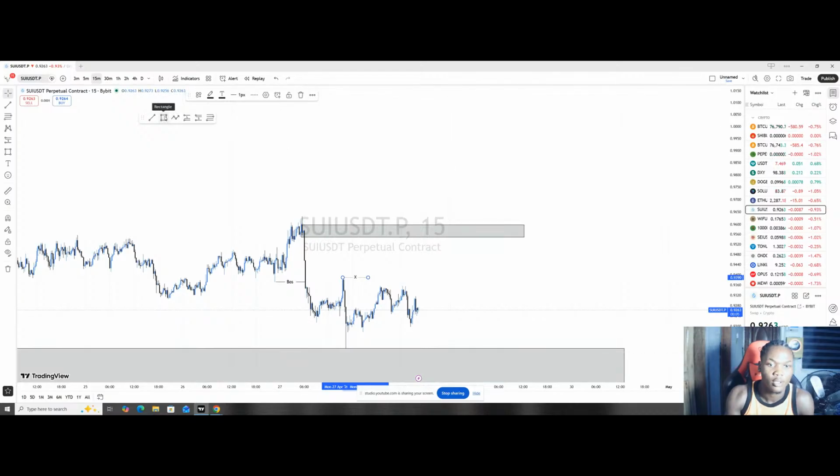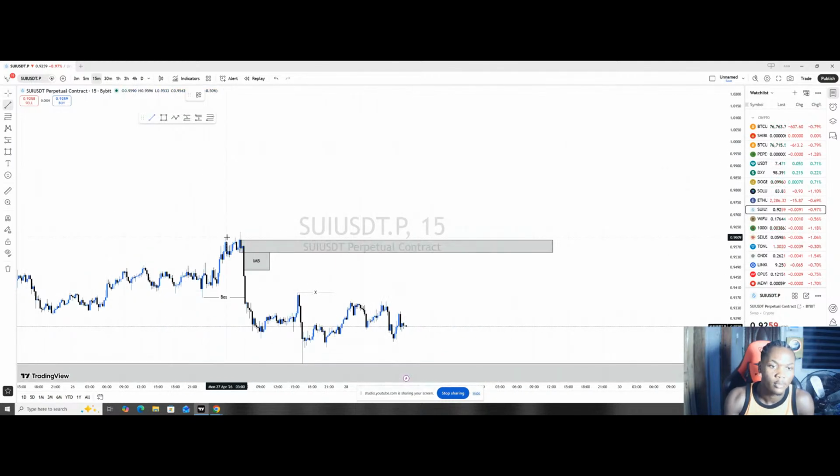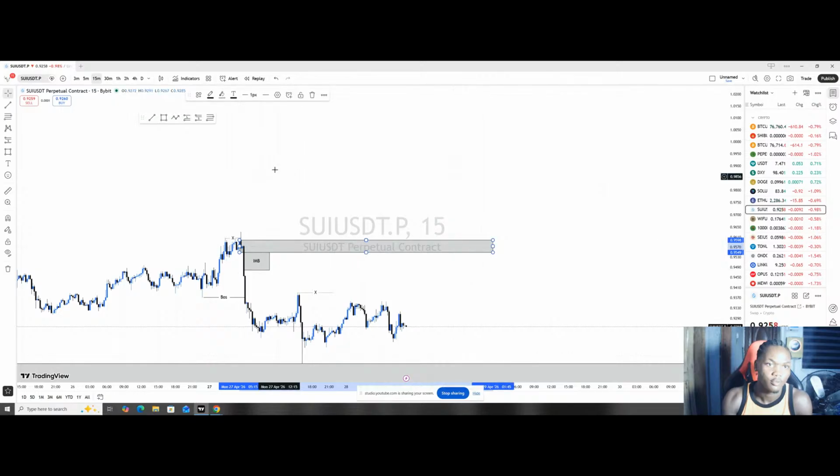So now we have our fair value gap right here, like an imbalance. We have an imbalance right here, and then this as our liquidity sweep. We are going to be looking to short this market down to this level.